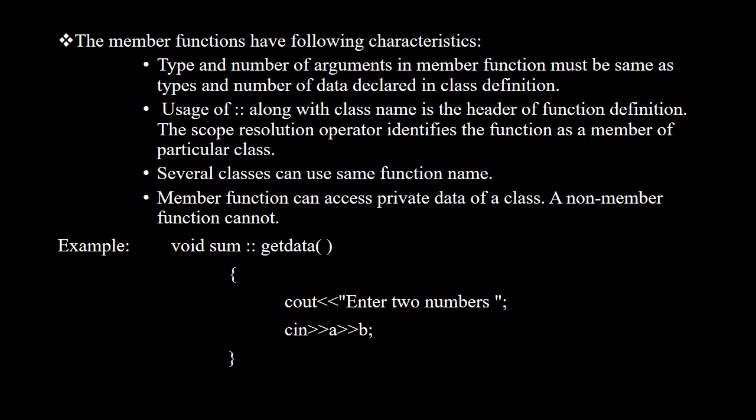The example of defining a member function outside the class is void sum::getdata. Void is the return type, sum is the class name and getdata is the name of the member function. Open curly bracket, statement 1, statement 2, then closing curly bracket. Here statement 1 is a cout statement and statement 2 is a cin statement.